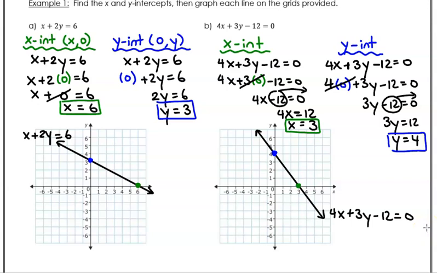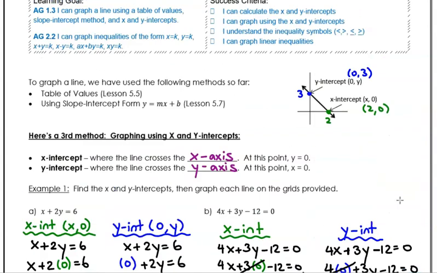So what do you think of the third method? Easier or harder than the other ones? Your choice. Okay, your opinion. All right, moving on to the next concept.